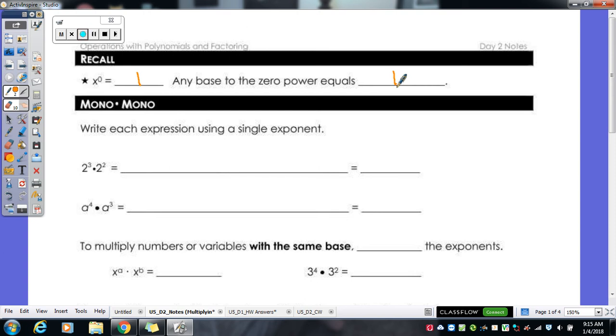So I could have 1 million raised to the 0 power. It's going to simplify to a 1. I could have 500x cubed all raised to the 0 power. It'll equal a 1. Anything to the 0 power is a 1. So that's something we're going to be using today.